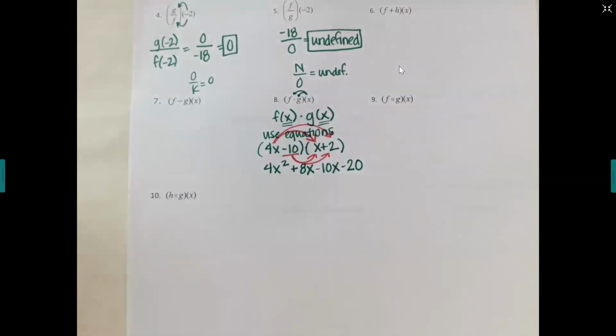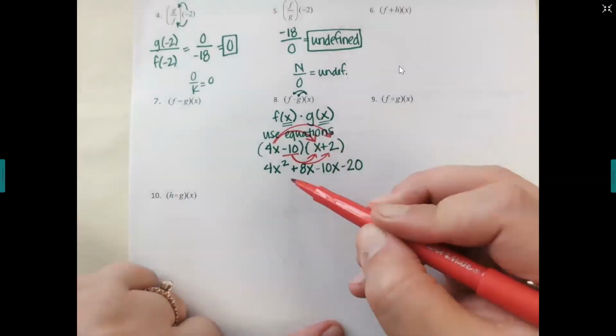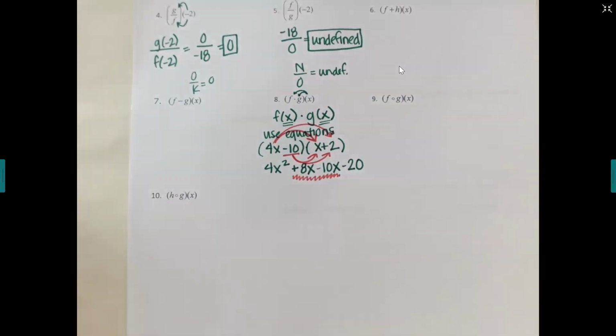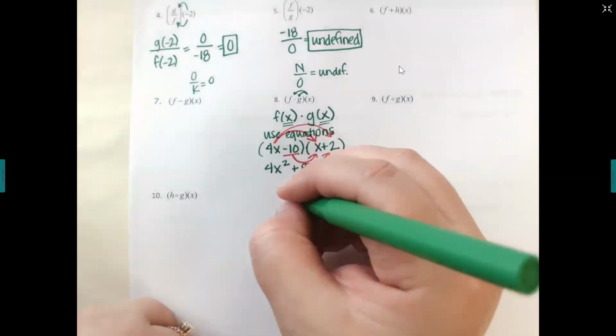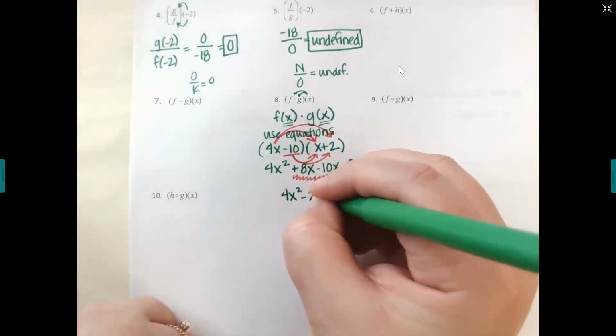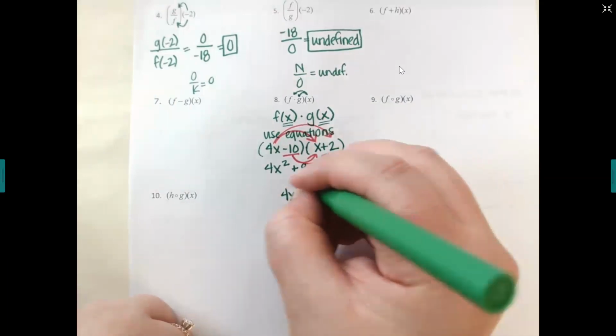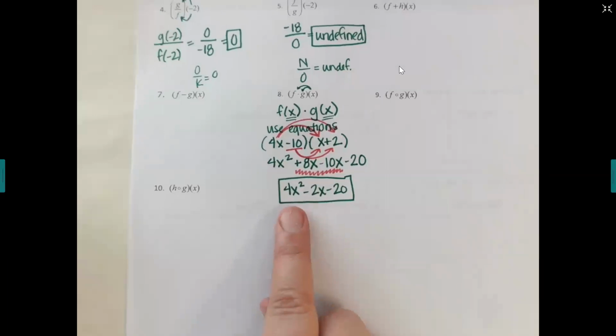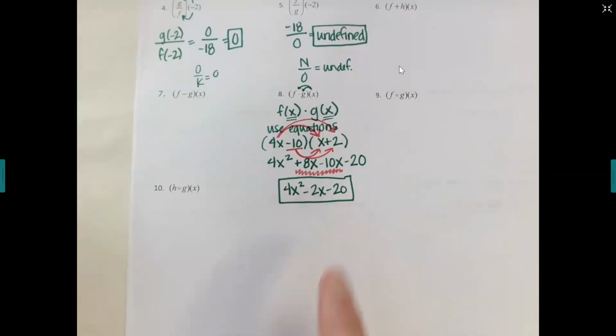Okay. Then from there, go ahead and combine those like terms in the middle. If I have an 8x and a minus 10x, what is 8 minus 10? Negative 2x. Very good. So your final answer would be 4x squared minus 2x minus 20. Okay. And then for your test, when you take it, it's going to say it has to be in standard form. So remember, that just means you put your terms in order. So the x squared comes first, 2x, then the 20. Okay.